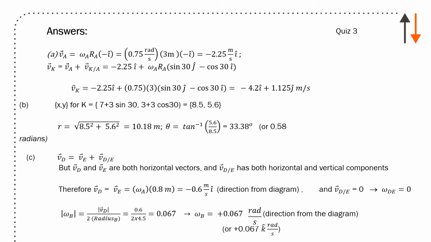Finally, you have the velocity of D, which is equal to velocity of E plus velocity of D relative to E. Both velocity of D and velocity of E are horizontal, and velocity of D relative to E has both horizontal and vertical components. So if you do all the calculations, you'll find the velocity of D relative to E equal to 0 and omega DE is equal to 0. Substitute in all the expressions, velocity of D, 2 times radius B, so 0.6 meters per second, divided by 2 times 4.5 meters, you get 0.067 rad/s, or 0.067 k rad/s.